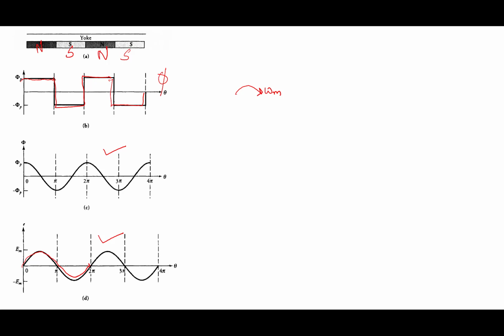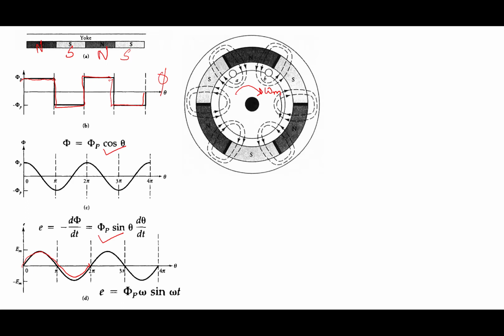When the rotor is rotated up to pi, it is actually producing the full cycle of generated EMF.